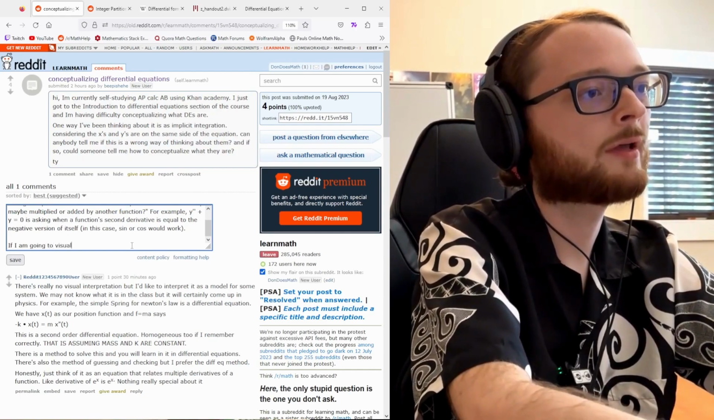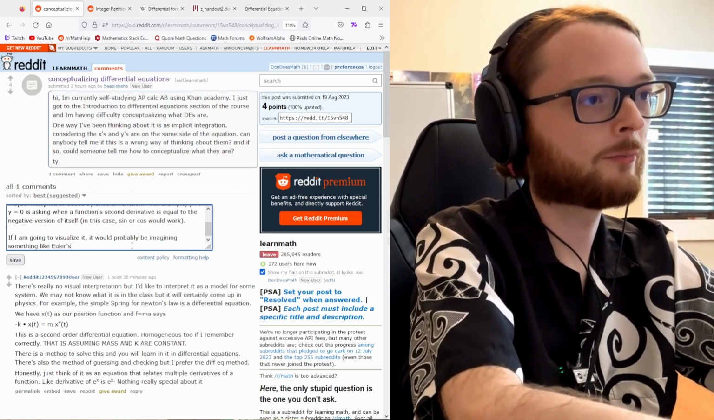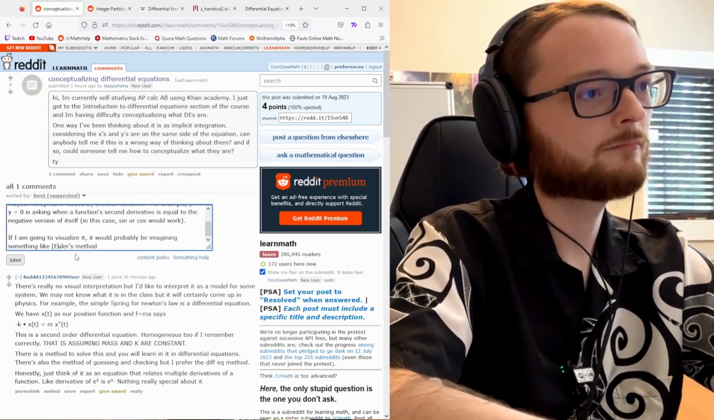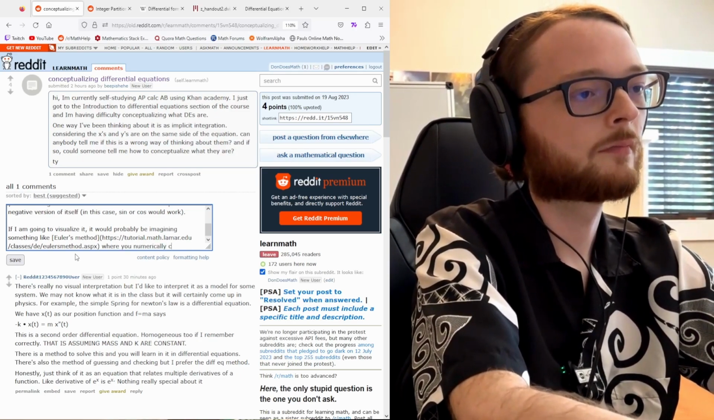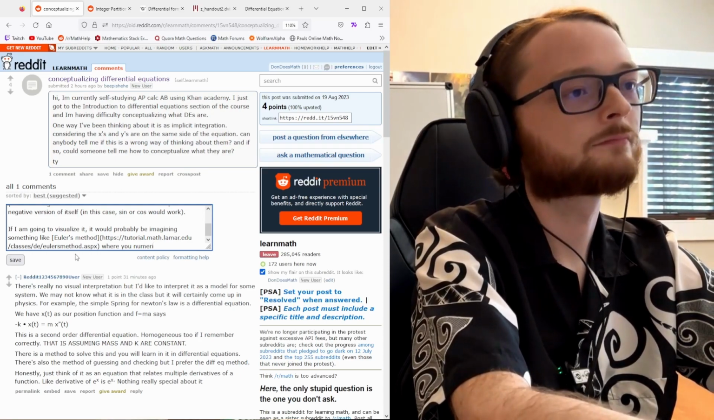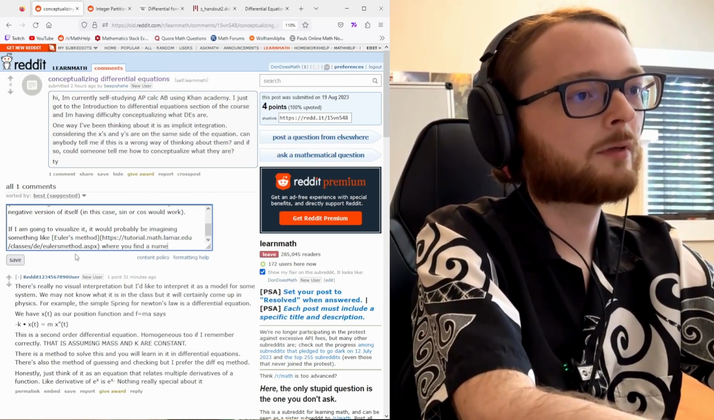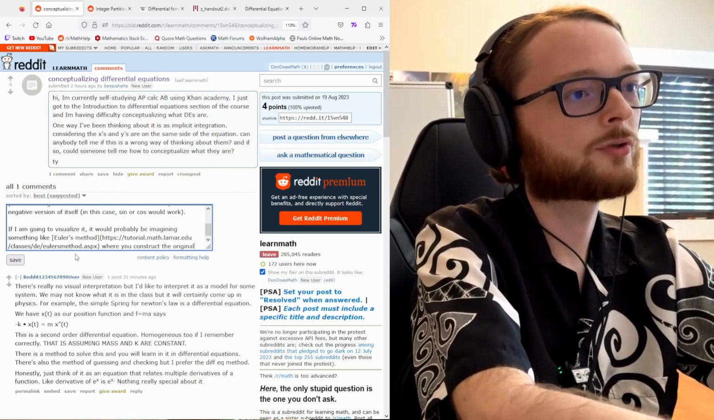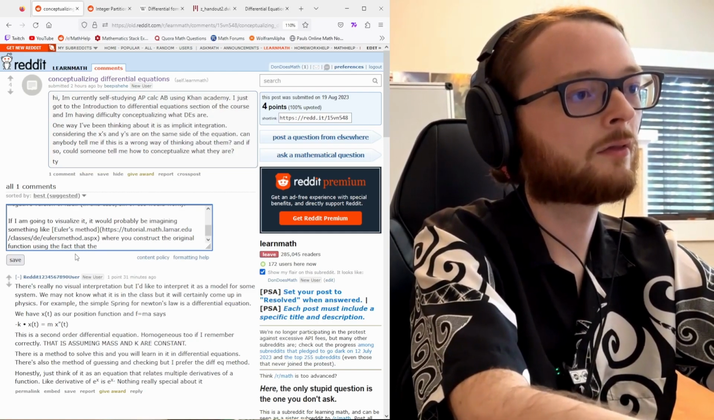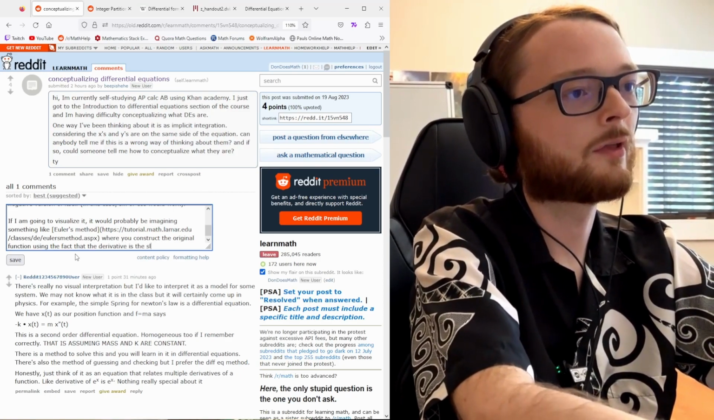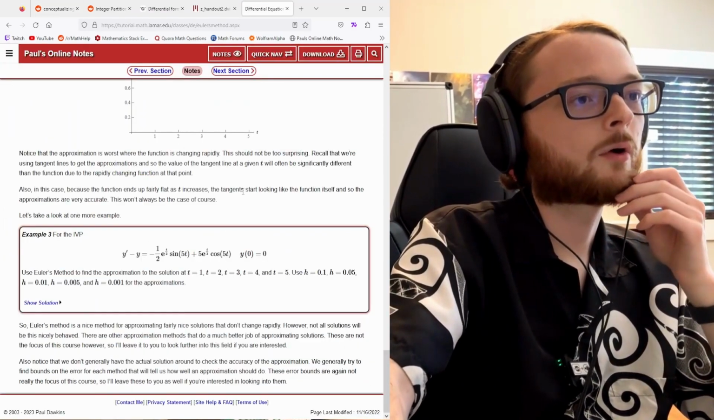If I am going to visualize it, it would probably be imagining something like Euler's method, where you numerically find a numerical solution, or where you construct the original function using the fact that the derivative is the slope of the tangent. Okay. I think I'll leave it at that.